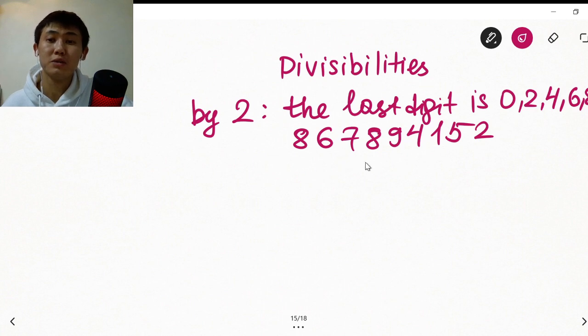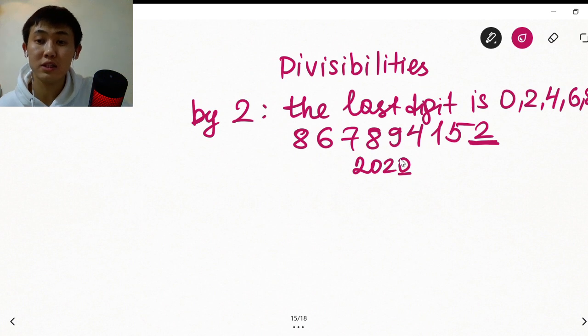This number is divisible by 2 because the last digit is divisible by 2. We look at the last digit and we will see if it's divisible by 2 or not. For example, 2020 is divisible by 2 because the last digit is 0.